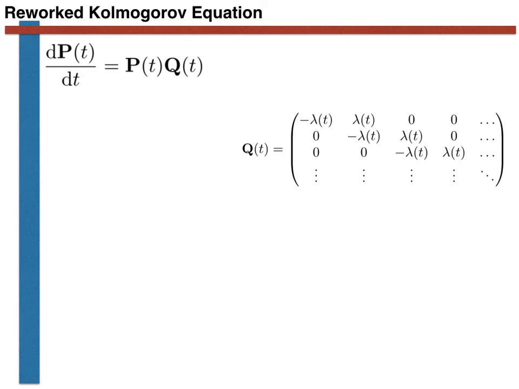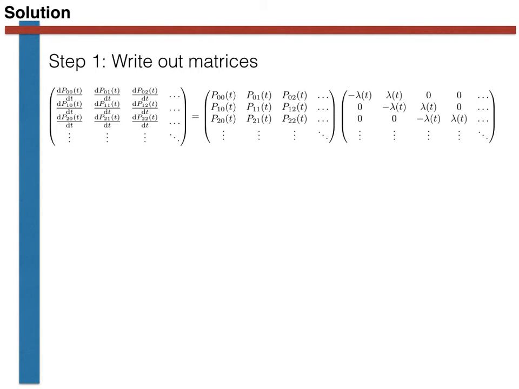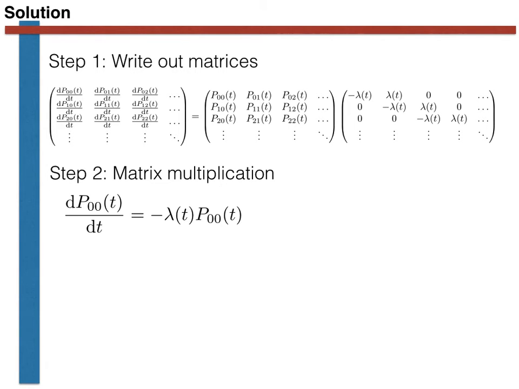Once we have this realization, the rest of this derivation proves to be relatively straightforward and similar to the derivation that we had for the Poisson process. We write out the matrices of the Kolmogorov equation on the last slide in full, and then we multiply the matrices on the right-hand side together to get the differential equations like those shown here. We get this equation by multiplying the first row of P of t by the first column of Q of t. We then get this equation by multiplying the first row of P of t by any of the other columns of Q of t.